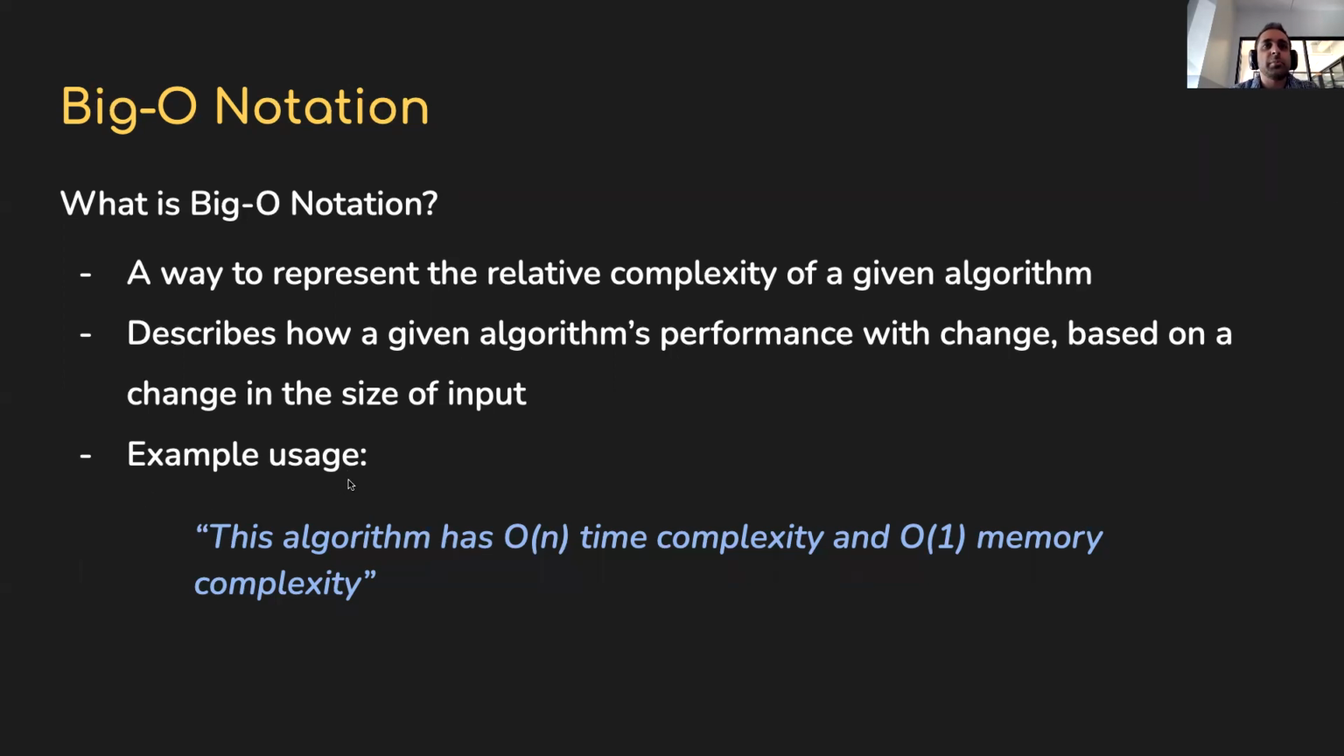So for example usage of big O notation, you might see something written like this. The way you would pronounce it would be, this algorithm has big O of N time complexity and big O of one memory complexity. These also have particular names, so we'll identify those. But just understand, when you see notation like this, that's referring to big O notation. So you just say big O of N, big O of one. There are other variations we'll see there.